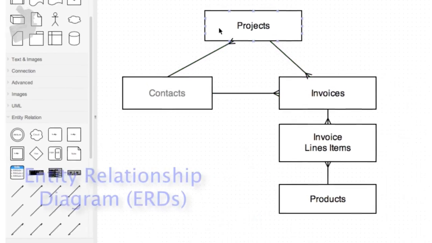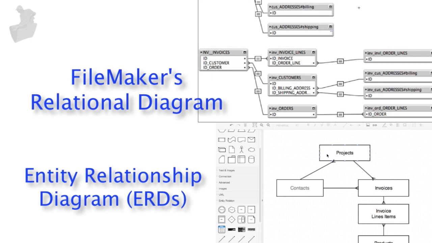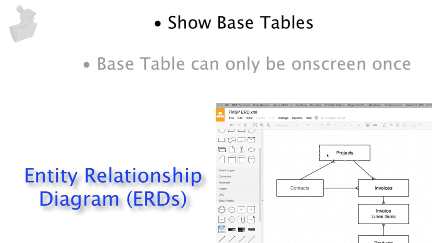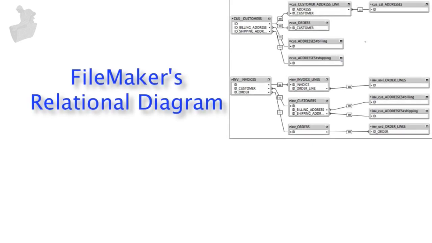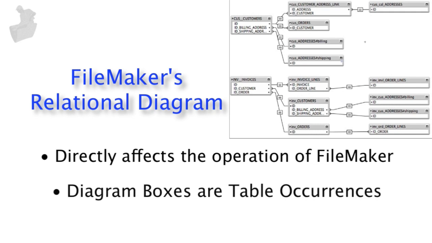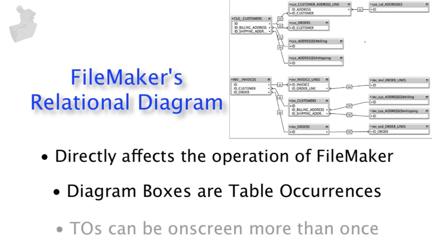So understand the difference between ERDs and FileMaker's relational diagram. They look similar, but they're very, very different. ERDs show base tables, and the base table can only be on screen once. The relational diagram is much more of a dynamic, active diagram because it directly affects the operation of FileMaker. The boxes that are on the relational diagram are table occurrences. It's an occurrence of a base table, and they can be on there more than once. But there cannot be any circular references.